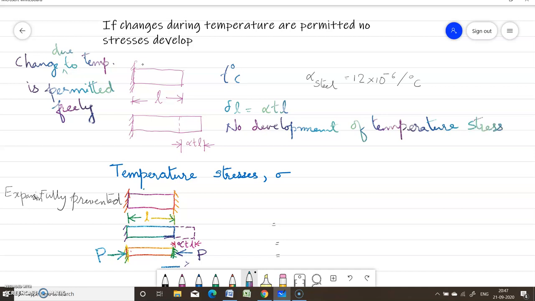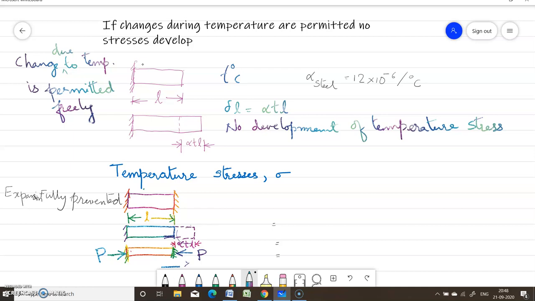Now next we'll consider if the expansion is fully prevented. That is, you have a member like this, let L be the length of the member. We are preventing the increase in length in this direction by providing a fixed support here. As a result, what will happen? There will not be any change in length. Why is there no change in length? It is prevented by the force in this support.